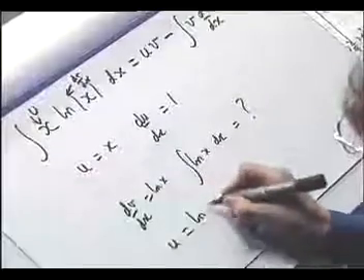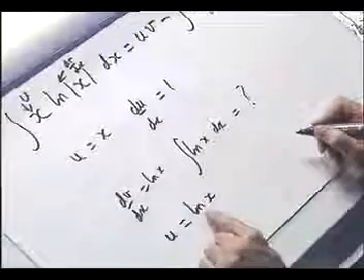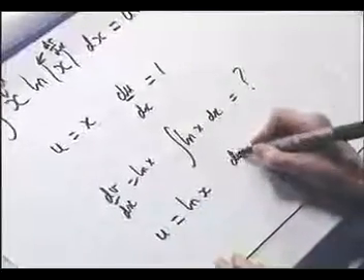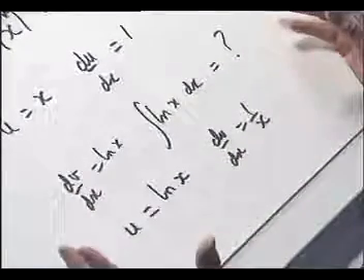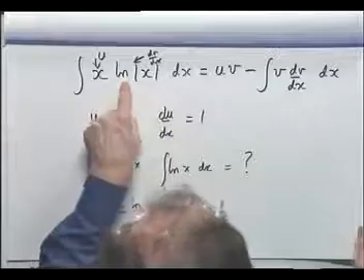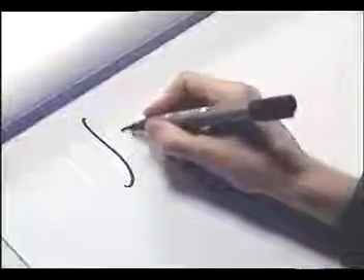If we were to change our minds and do u equals log of x, then du by dx would be 1 over x. So here, the choice is made by which of the functions we can actually integrate and differentiate. We can't integrate log of x, but we can differentiate it. And that means that our choice has to be u is log of x.